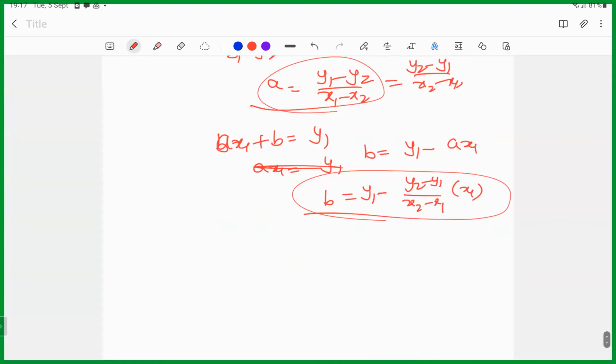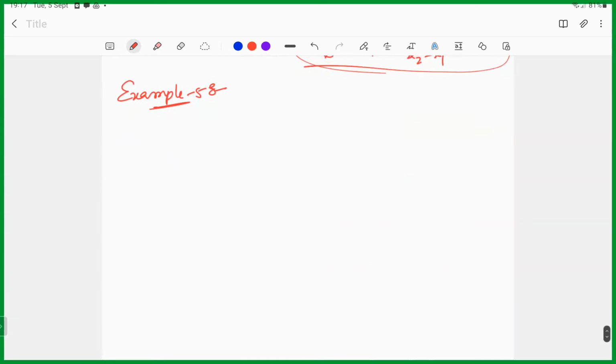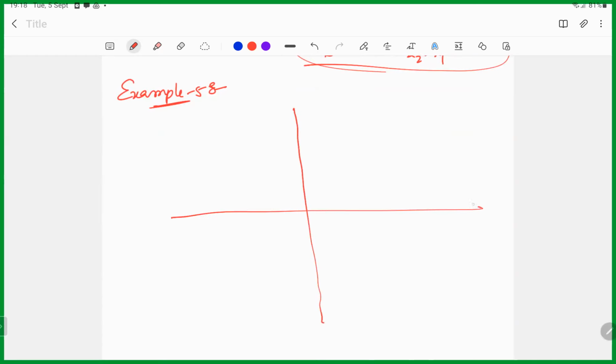Okay, so let's solve example 5. What is example 5? Find a point on the y-axis which is equidistant from the points (6, 5) and (minus 4, 3). First, plot the points. X-axis, y-axis. What's the first point? A is (6, 5), right? Point B is (minus 4, 3). If you join the two points, it will be something like this. If a graph is there, we can draw it properly. That's why I asked.